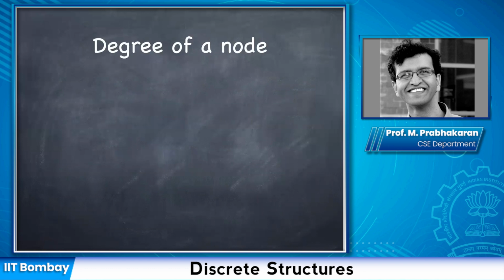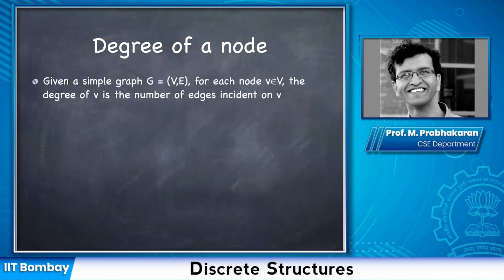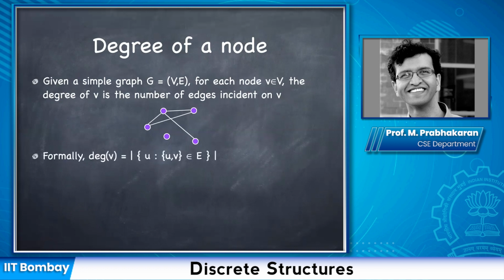Okay, another notion that we will use to answer our puzzle is the notion of a degree of a node. Degree is simply the number of edges incident on a vertex. So the degree of a vertex is just the number of edges incident on the vertex. In this case, for instance, this is degree 0, this is degree 1, these two are degree 2, this is degree 3. So it's just the size of the subset of the edge set which includes this vertex.